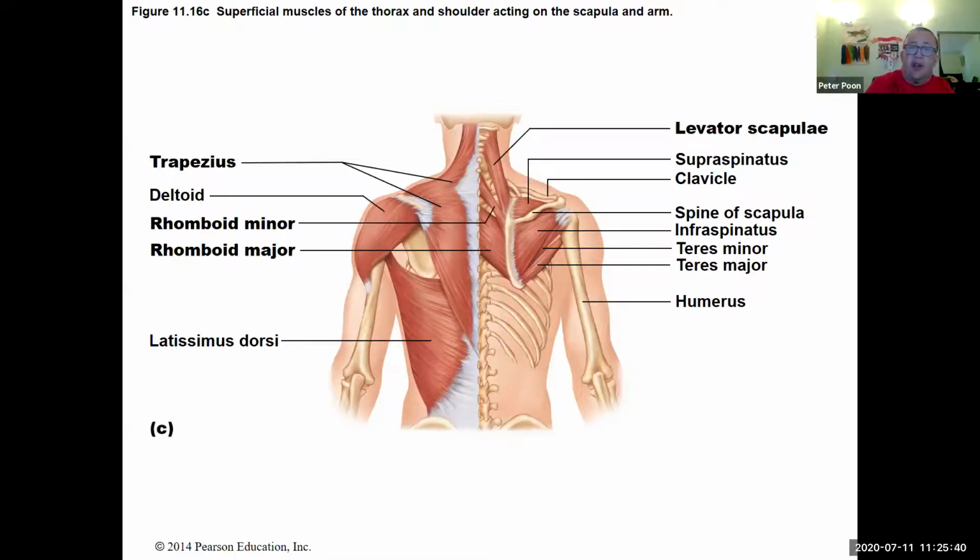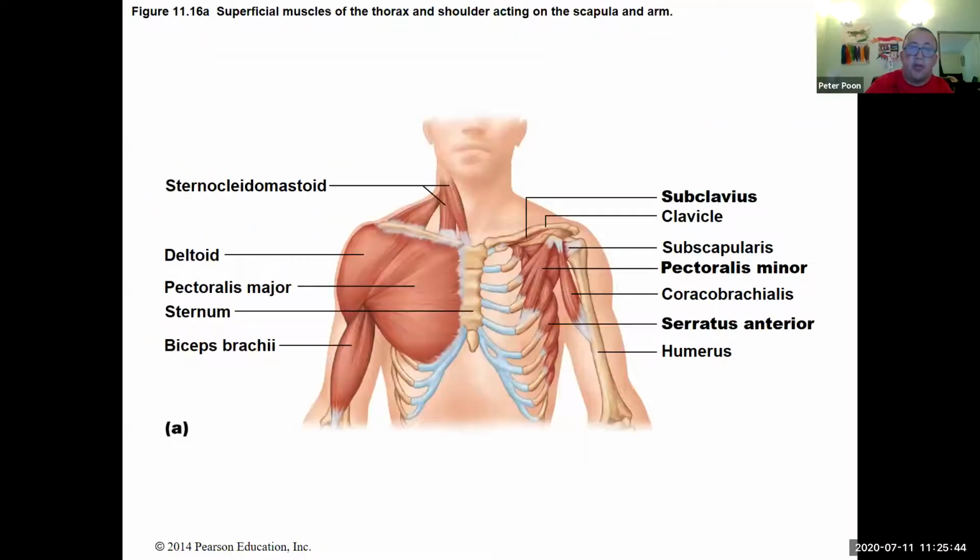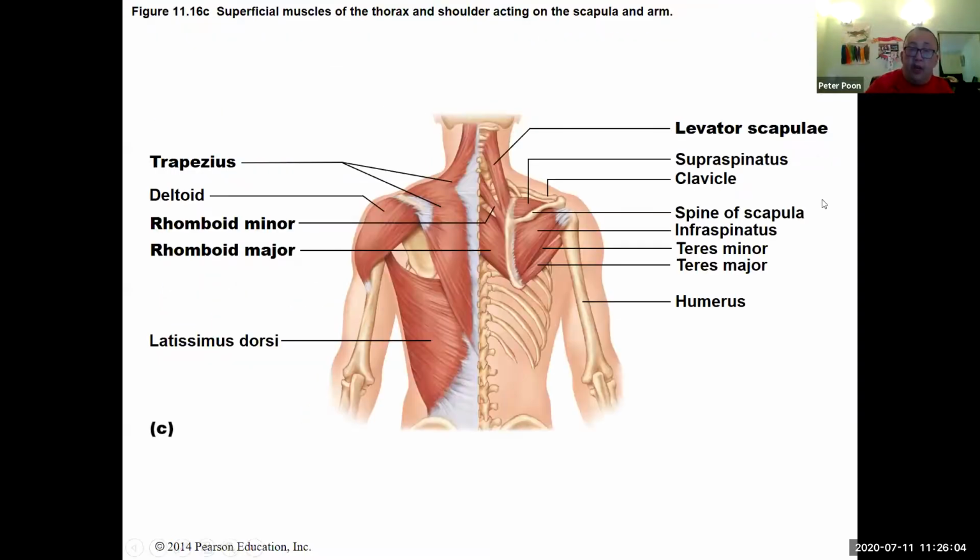You have your teres minor, and last but not least, you have your subscapularis, which sits in the subscapular fossa. And the acronym is SITS, S-I-T-S: supraspinatus, infraspinatus, teres minor, and subscapularis. Teres major is not a member of the rotator cuff.